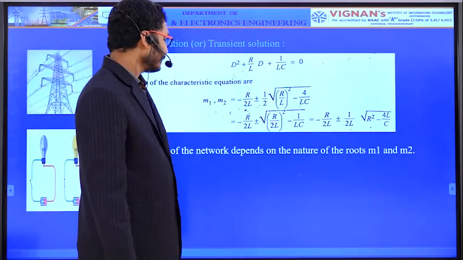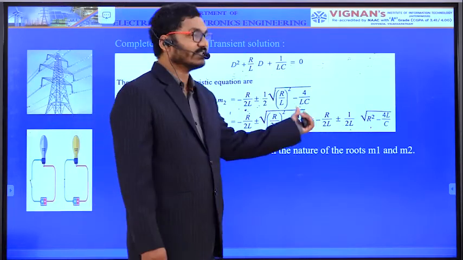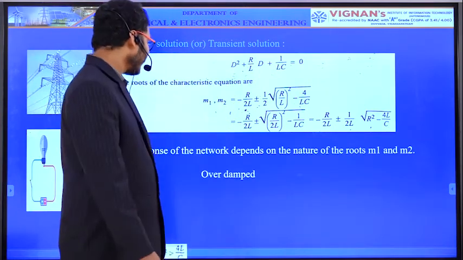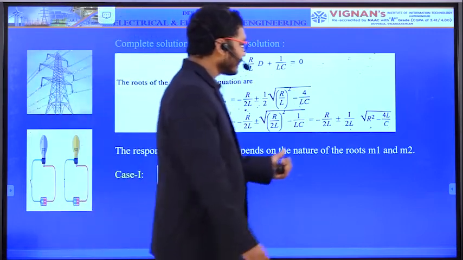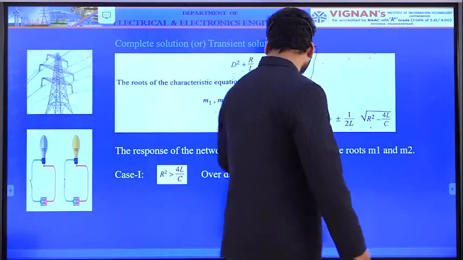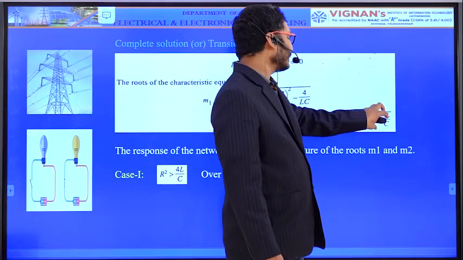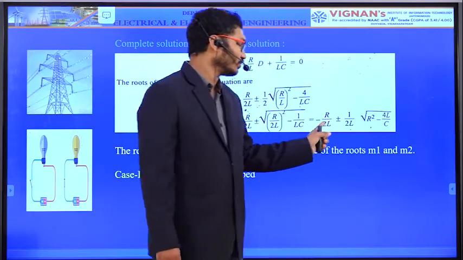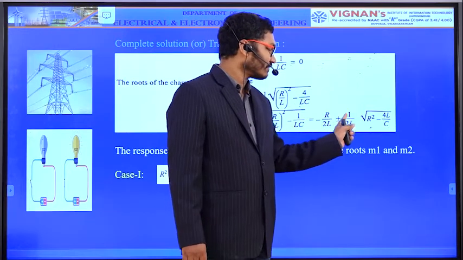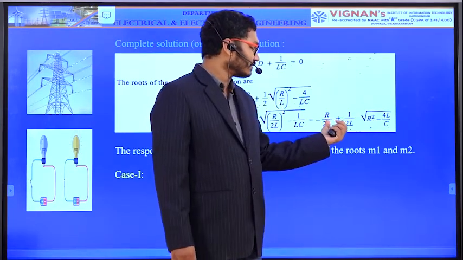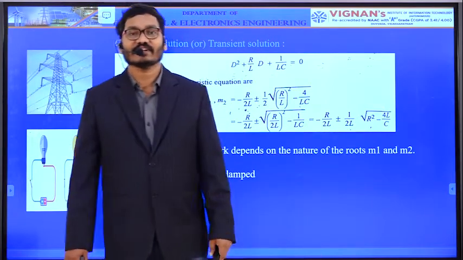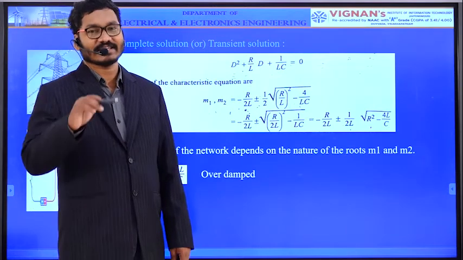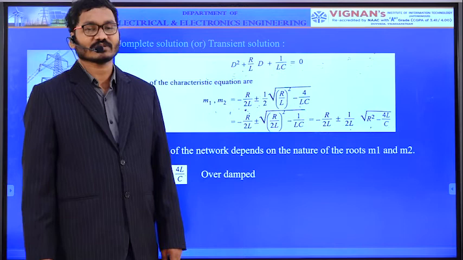The response of the network depends upon the nature of the roots. Based on the nature of the roots you will have different responses. See here, case 1. Suppose R square is greater than 4L by C, then the term under the root is positive, so you get two roots: minus R by 2L plus this term, and minus R by 2L minus this term. You will have real but different roots, say m1 and m2.